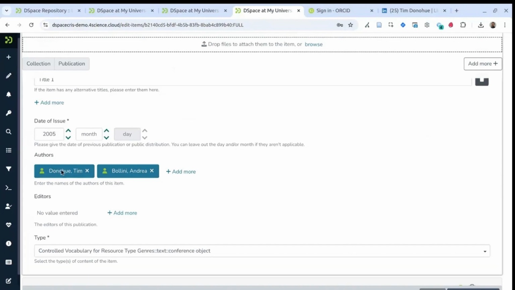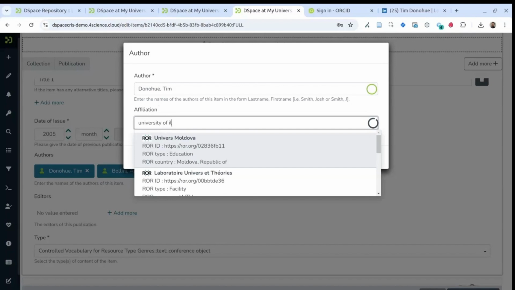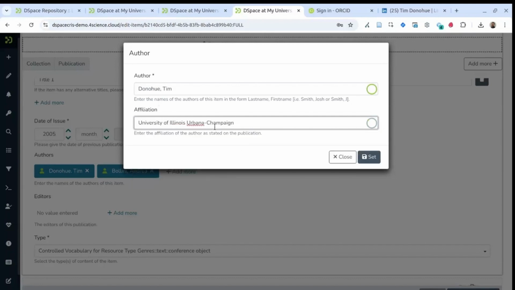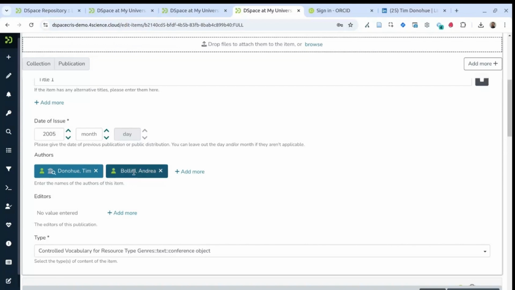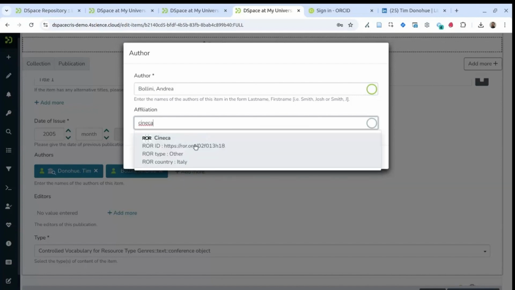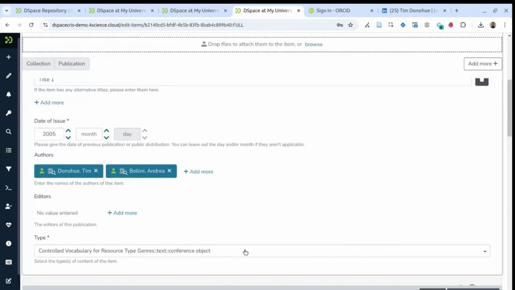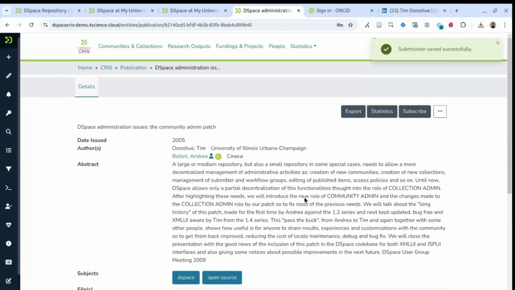So how do we identify the author metadata in this publication? You see that there is Tim and there is Andrea. I can add the affiliation for Tim. At the time of this publication, Tim was affiliated with the University of Illinois. And as you see, I'm suggested to use information from the ROR registry. So I will pick the University of Illinois. Andrea, at this time, was affiliated with the Italian consortium of universities, Cineca. And I can now save this information.